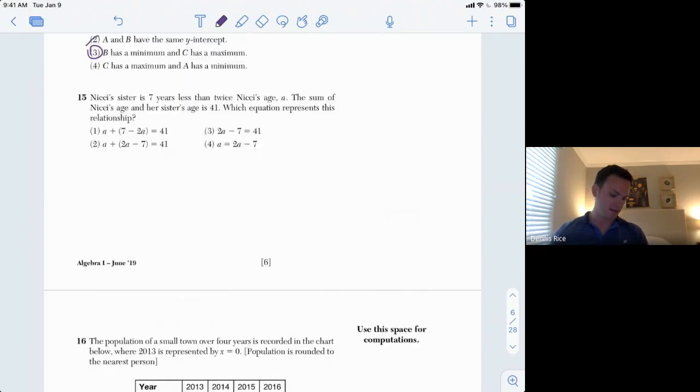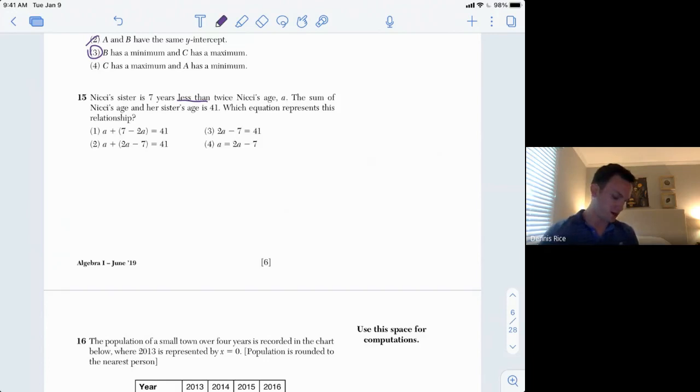For number 15, Nikki's sister is 7 years less than twice Nikki's age. 7 years less than twice her age. What happens with less than again? Not the inequality symbol, but with translating. What happens when we say less than? It's kind of like subtracted from. It's subtraction, but what happens? Yeah, we switch the order, right? It doesn't mean 7 minus 2a.